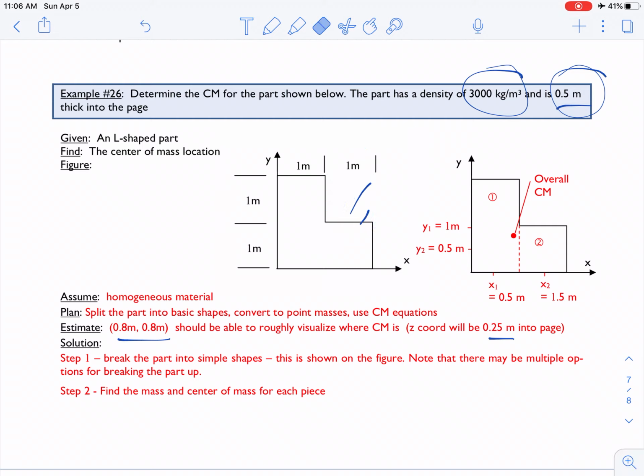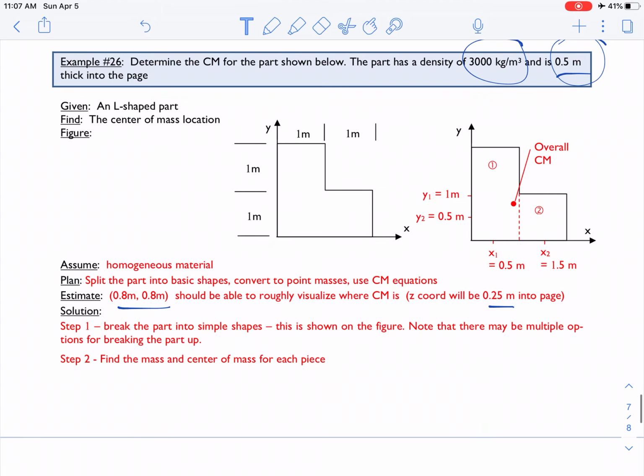Let me get rid of some of the things I've shown here. So for step one, again, we are going to break into simple shapes, and we show that on this figure. We are splitting into two pieces, one rectangle and another square. You can do three little squares, or make the rectangles horizontal instead of vertical. It's really up to you. It doesn't matter, it won't change your answer. You can even give it a try just to see that it doesn't make any difference.